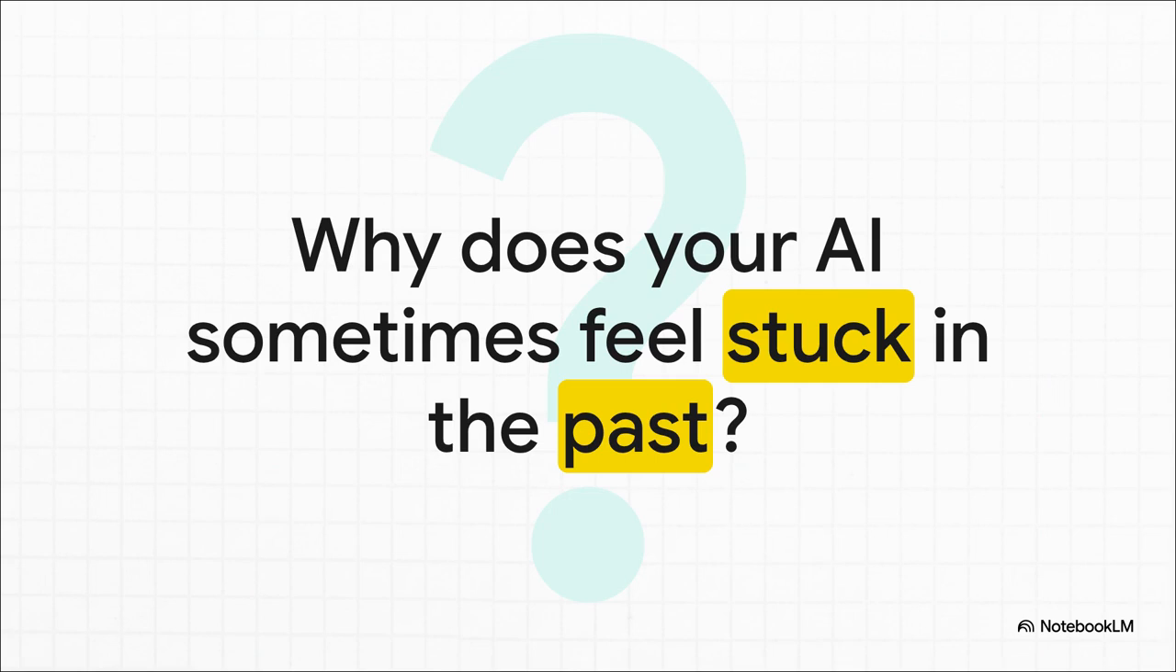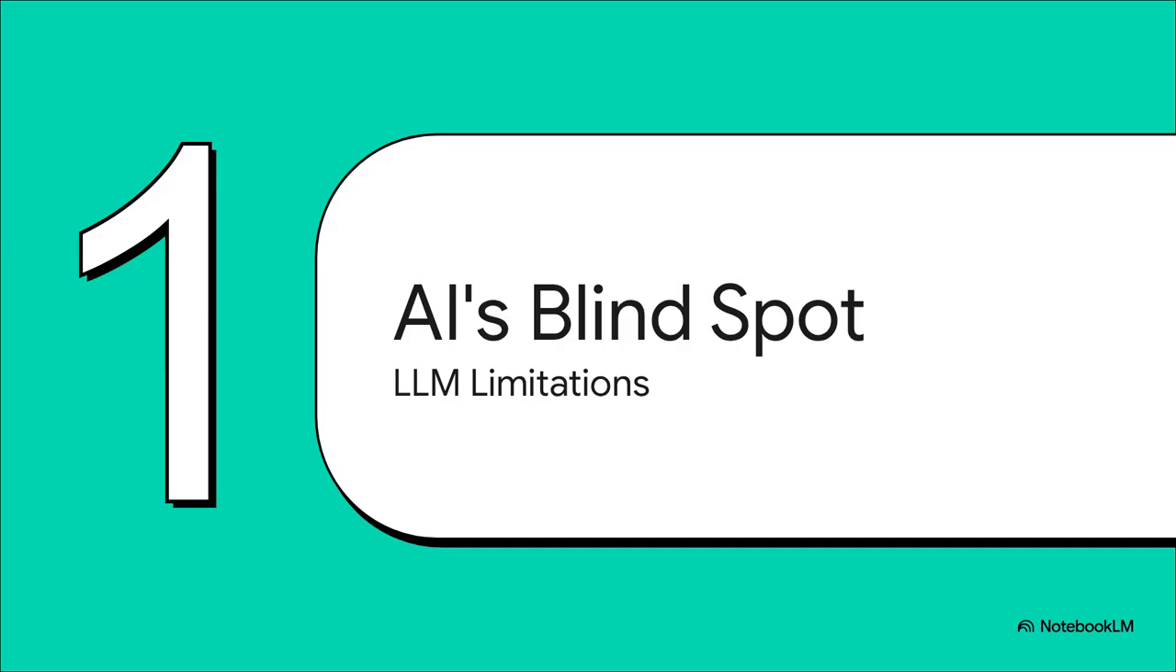Okay, so to really get why RAG is such a game changer, let's start with something you've probably run into. Have you ever asked an AI, like ChatGPT, about something that just happened? And the answer you get back feels, well, totally out of date? That frustration you feel? It points straight to a massive limitation in how these AI models work. And that frustration really gets to the heart of the problem. It's what we can call AI's blind spot.